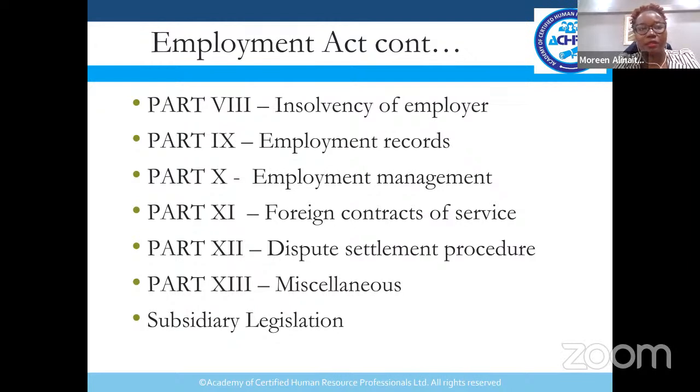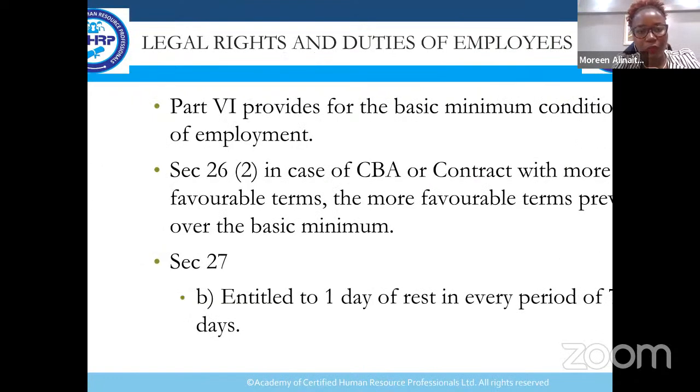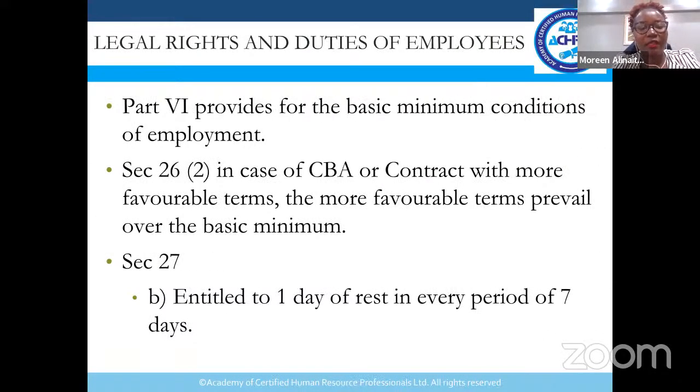What do we mean by subsidiary legislation? These are the laws that come in to now govern the bigger act. For example, if we have the Employment Act, when you need to get to know how things are actually done practically, you go to the rules for you to be able to establish that. So we'll be tackling today the legal rights and duties of employees, because we've already established when the employee-employer relationship comes into force. It comes into force when somebody has been given a contract of service.